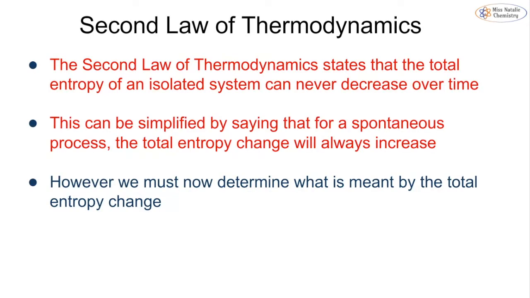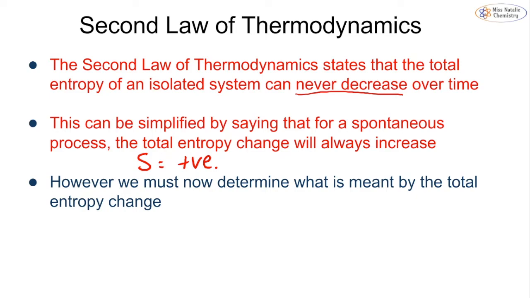So the second law of thermodynamics states that the total entropy of an isolated system can never decrease over time. We can simplify this by saying that a spontaneous process, one that does not require intervention from us, is going to have a total entropy change that will always increase, therefore a positive value. So we're going to be looking for a positive S value in order for us to have a spontaneous process.